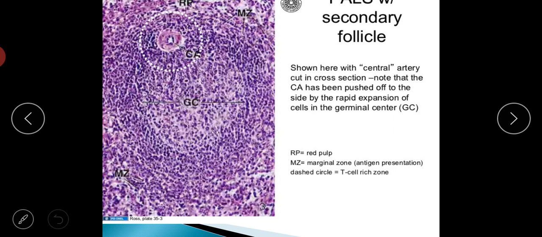Coming to the secondary follicle, which is shown here with the central artery cut in cross section, note that the CA, that is central artery, has been pushed off to the side by the rapid expansion of the cells in the germinal center, which is abbreviated here as GC. RP refers to red pulp, MZ refers to marginal zone, that is the antigen presentation region, which is shown by the dash circle, that is the T cell rich zone.